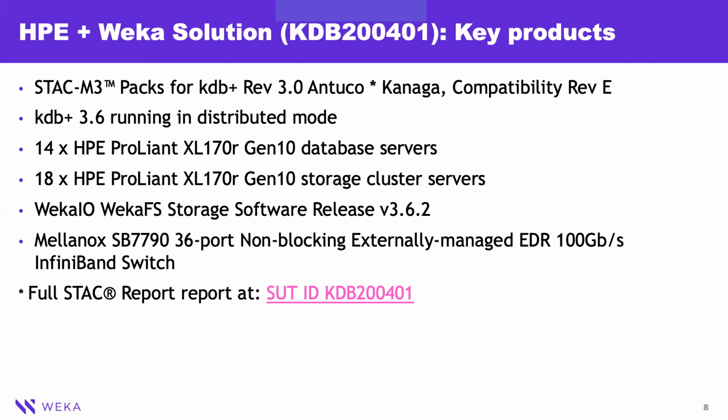We had 14 HPE ProLiant Gen10 servers for the database servers, and 18 ProLiant Gen10 servers for the storage cluster. The storage nodes and database nodes were the same. These are very baseline systems. Minimum memory was only 96 gigs. We normally even recommend 192, so it was below our normal standards.